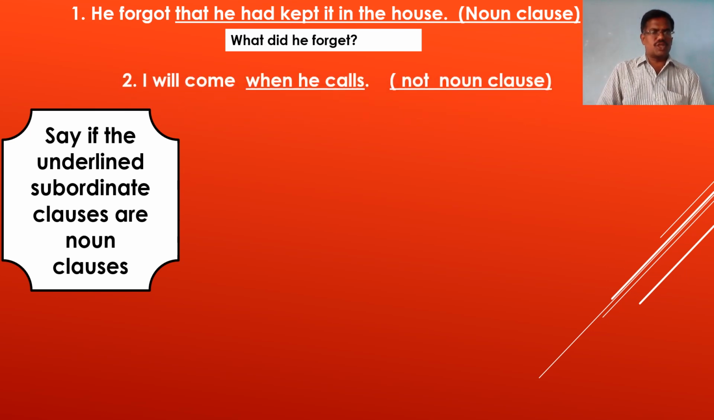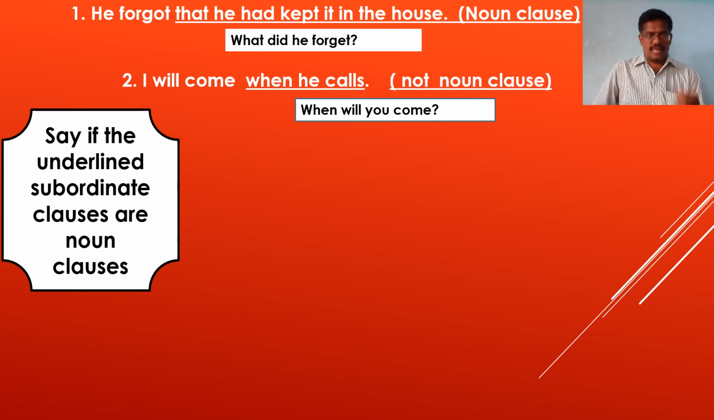And in the example number 2, when he calls is an underlined subordinate clause. Here it is not a noun clause because it doesn't answer the question word what. Here it answers when. So whenever we say when will you come, then the underlined part will be the answer. So here the underlined part doesn't answer the question word what, but it answers the question word when. So it is not a noun clause. So to call a subordinate clause a noun clause, it should answer the question word what.